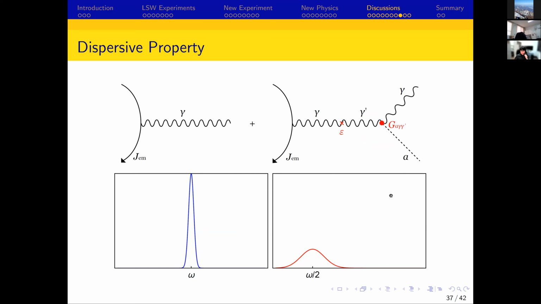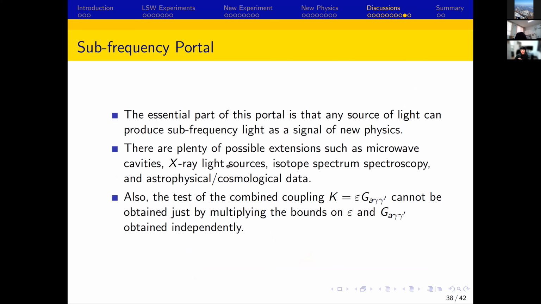Suppose there is a photon emission with this spectrum, centered at omega, with this type of spectrum. Then our scenario suggests that an additional photon with a subfrequency spectrum should be emitted. So if there is a spectrum with this shape, then there should be another one like this. So the essential part of this scenario is that any source of light can produce sub-frequency light as a signal of new physics.